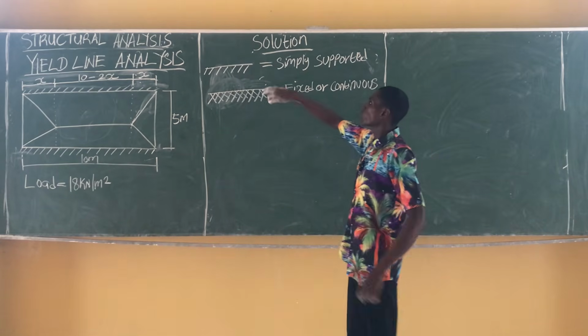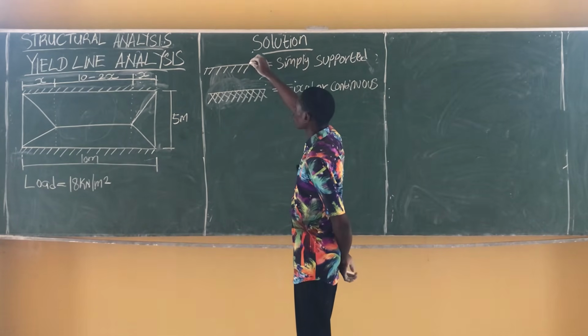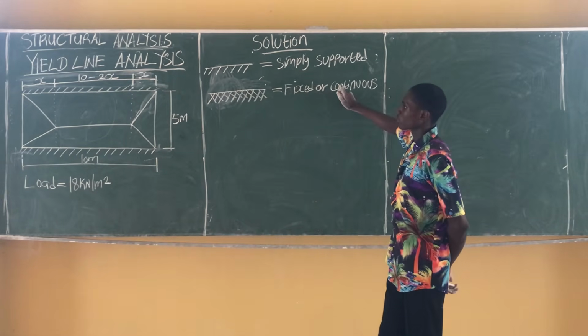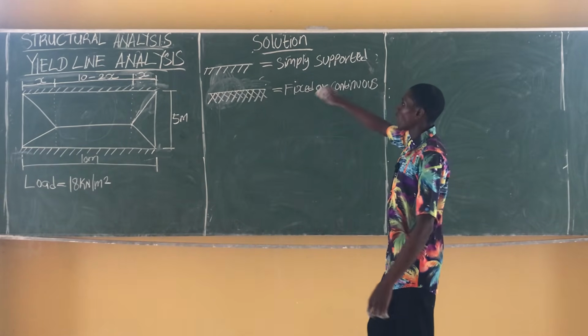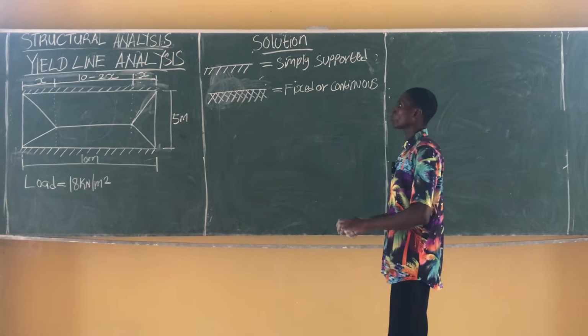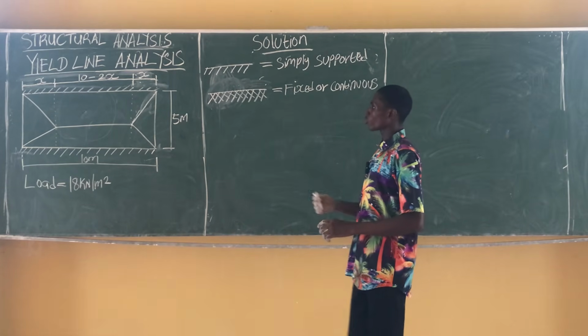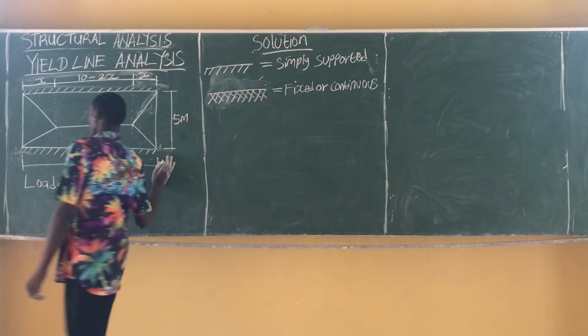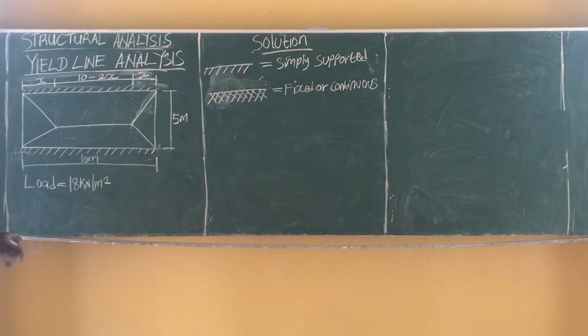Whenever we see this condition at any portion of our slab, it means that portion of the slab is simply supported. And whenever we have this line representation, it means that point is fixed or is a continuous point. Now, before we go ahead to analyze this slab, which we can see has this point and this point simply supported, let's take note of this expression.